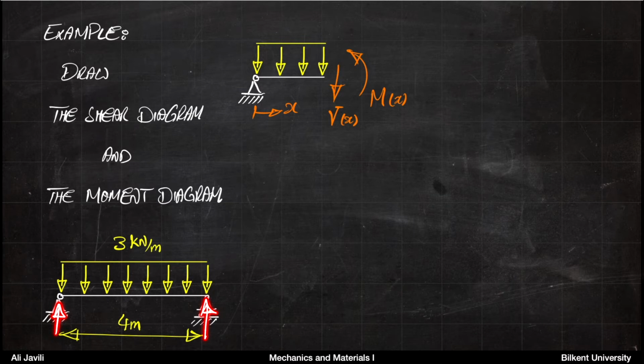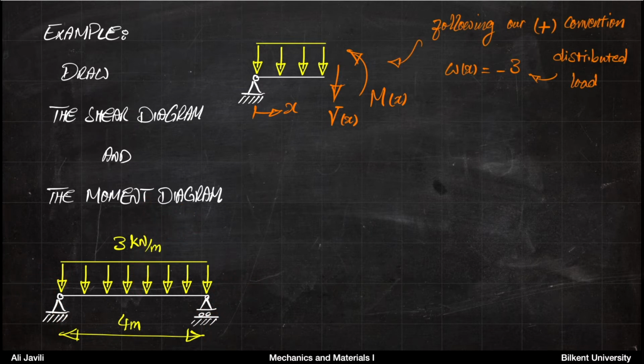kilonewton per meter. So the effective force would be 12 kilonewton exactly in the center, which requires 6 kilonewton on each support. So we can easily calculate the support reaction, and we will need it obviously for the following steps.